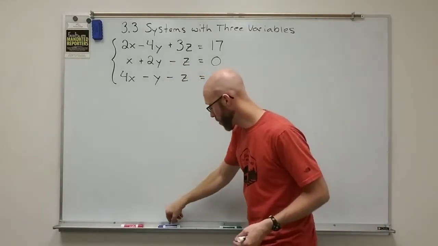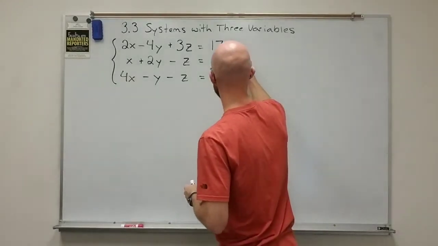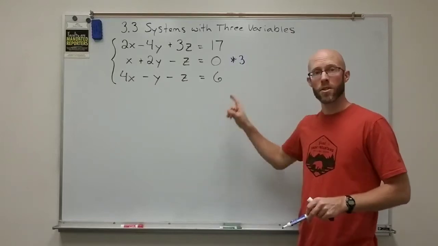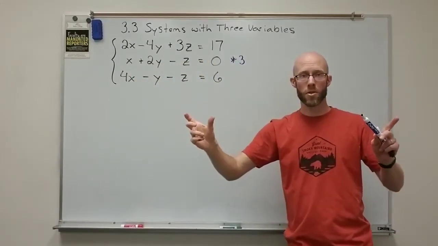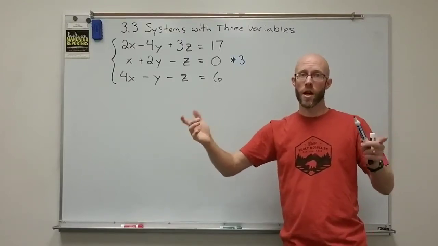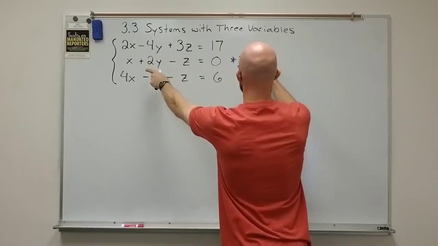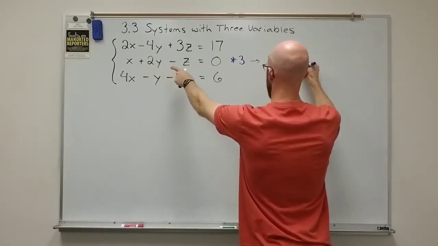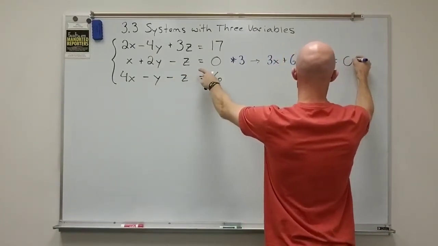So I'm going to multiply that equation by positive 3. I'm going to distribute the positive 3 to all of the terms. Remember, when we multiply both sides of the equation, it distributes to every term. So this equation will become 3x plus 6y minus 3z equal to 0, right?